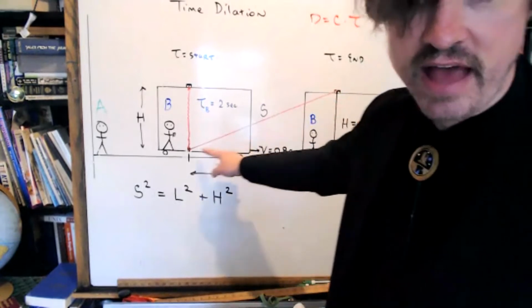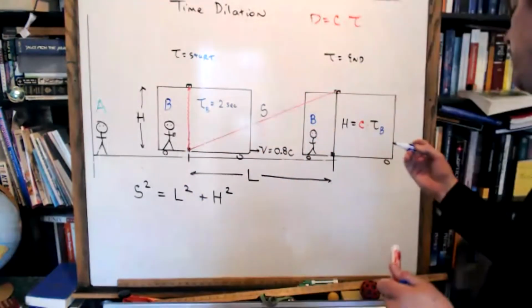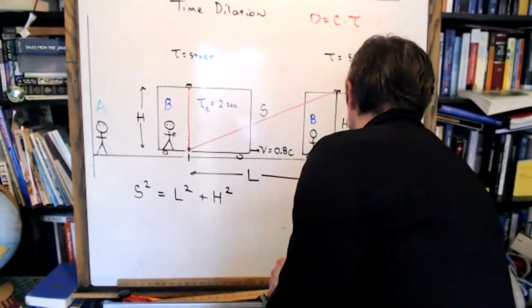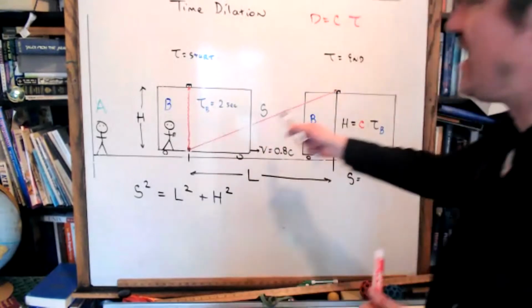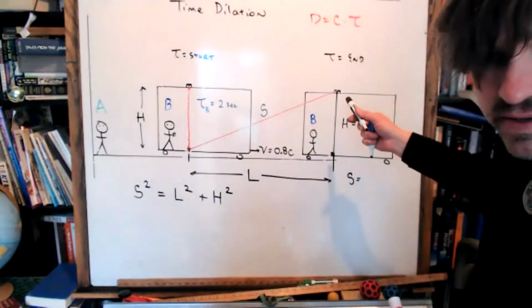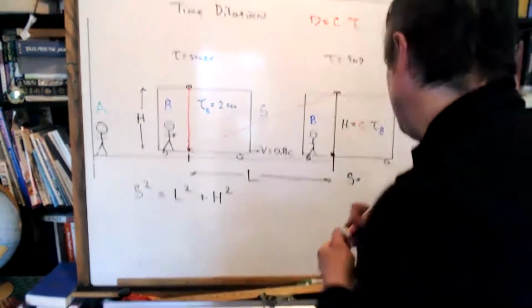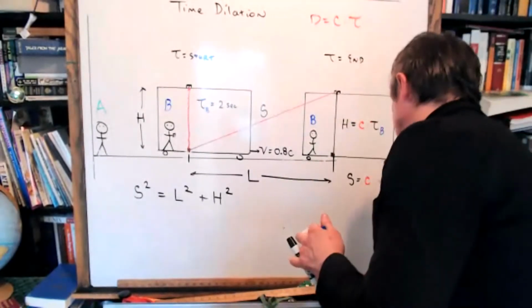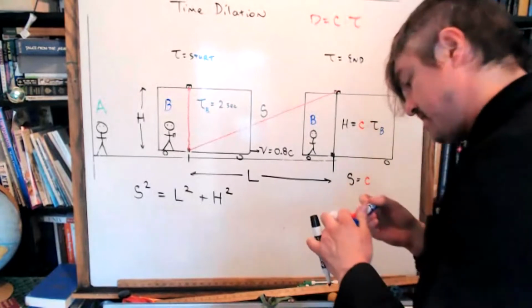All right. Now let's deal with S, this big long hypotenuse. S is the path of the laser that A sees, correct? So A needs to also measure the same velocity for the speed of light, that's c.